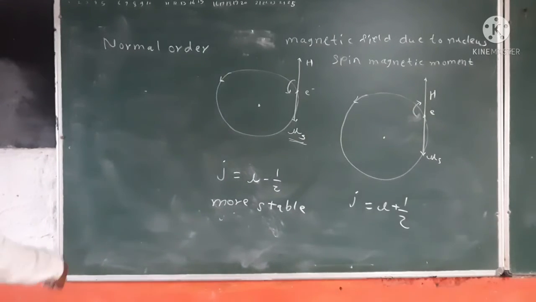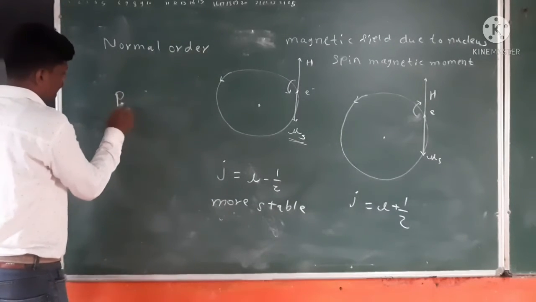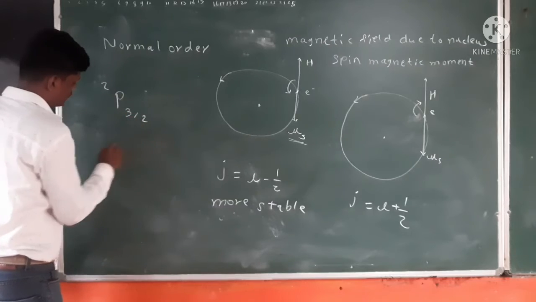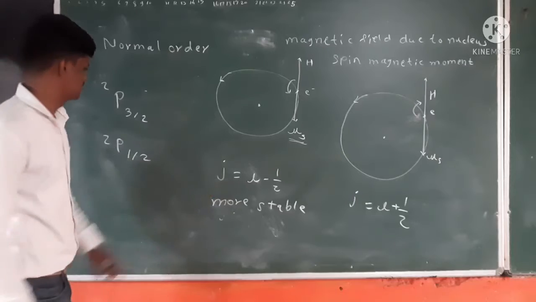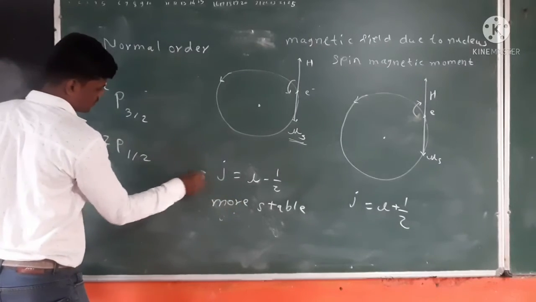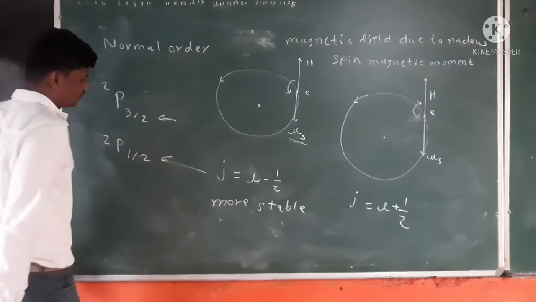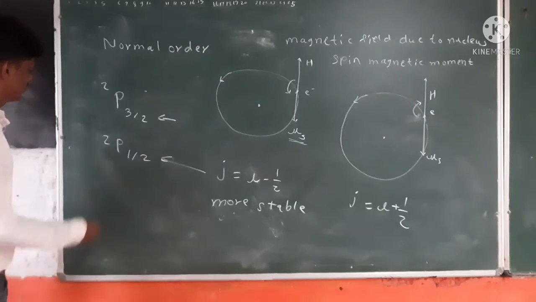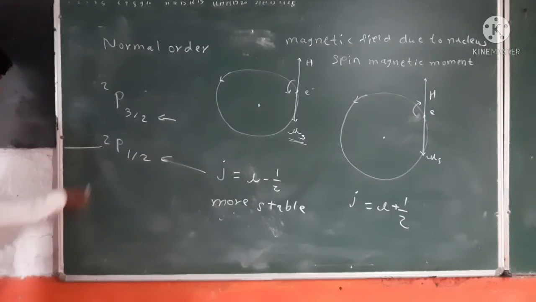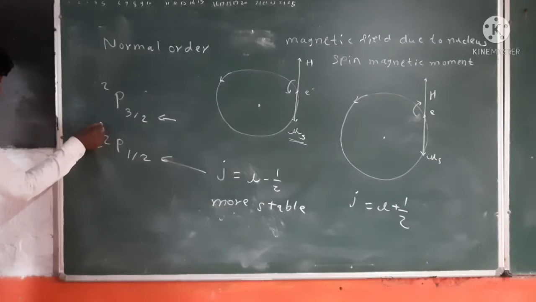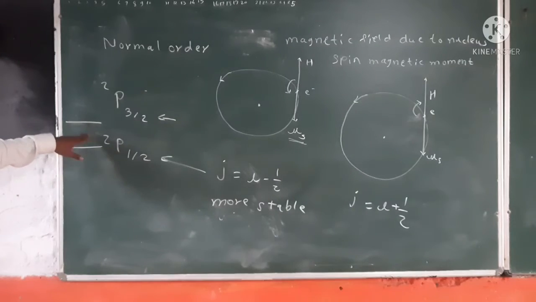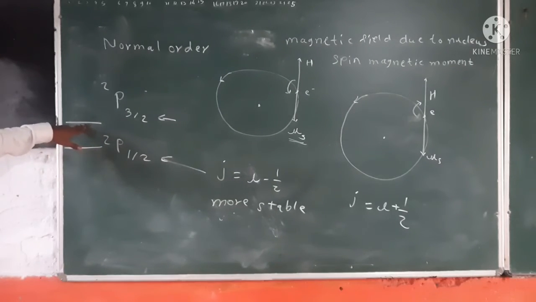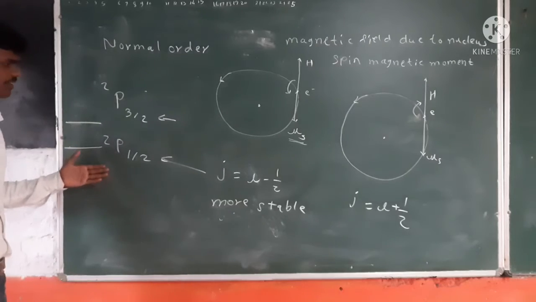For example, 2P 3 by 2 and 2P 1 by 2. So this is the higher energy level. This is more stable, this is less stable. It has less energy, it has more energy. These are the two states. We can take this as an example.